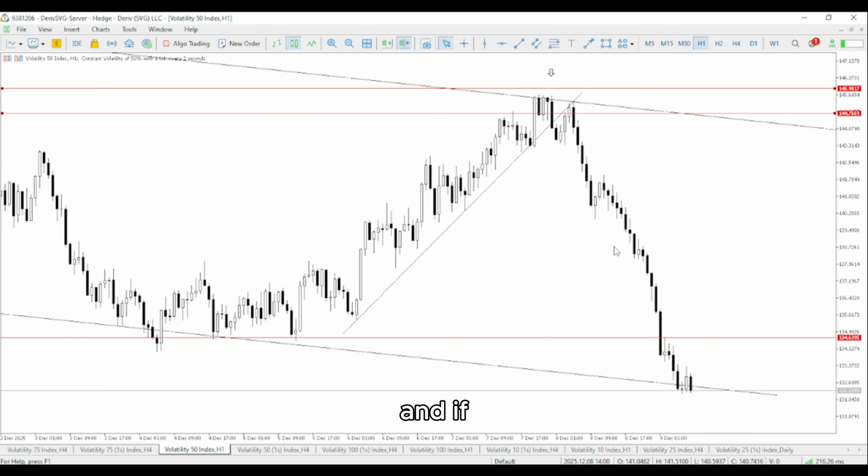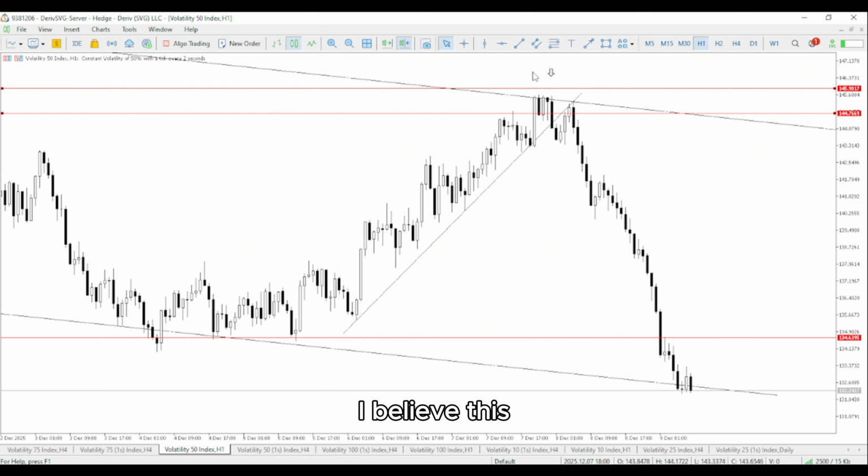And if you're risking $10, you'll be making $70. That is 1 to 7 risk to reward. If you were risking $1,000, you'll be making $7,000. If you're risking $10,000, you'll be making $70,000. That is how trading is. There's no impossibility in trading. You understand?